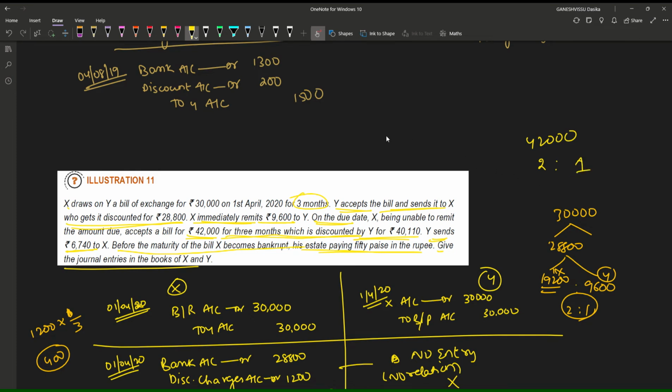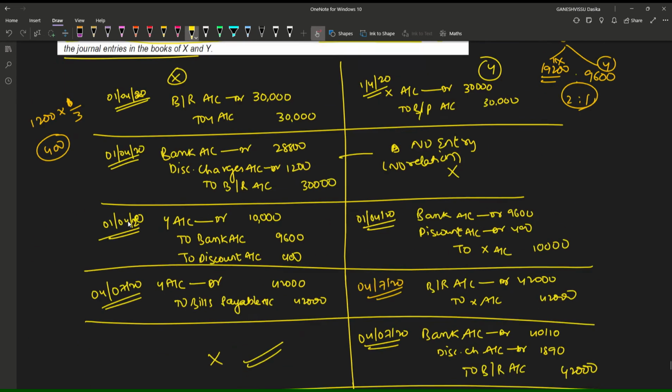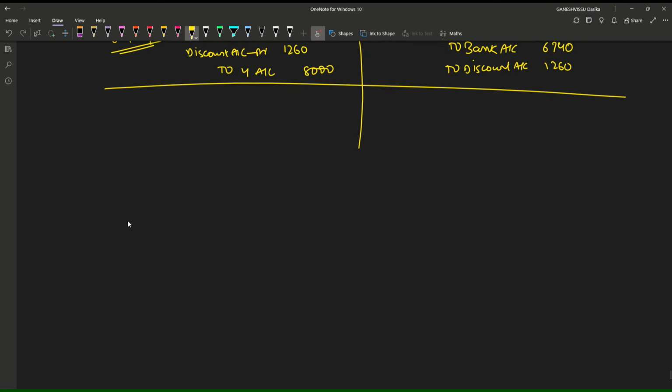That means 2:1. Let us calculate 42,000 into 2 divided by 3. 28,000 is the share of X. That means X has to pay 28,000 of the total amount. But what happened? X is unable to pay the amount. On which date can we say? Before the maturity only. But the maturity date has not been provided actually, so we can assume the same date, 4/7/2020.